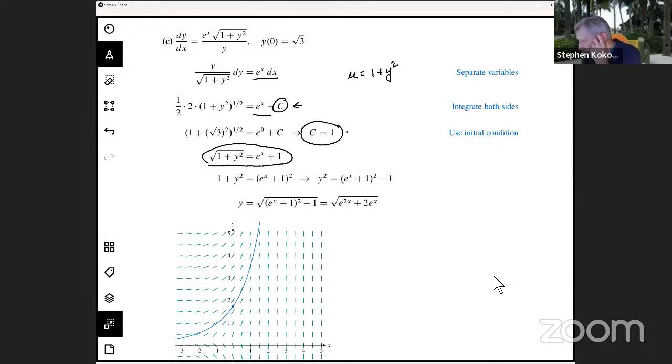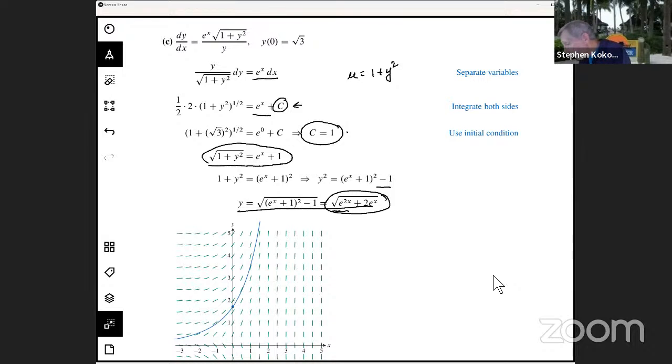Can I solve that? Can I isolate y? And by the way, sometimes you cannot. Here I think I can. I'm going to square both sides. I'm going to subtract 1 from both sides. And then I'm going to take the square root of both sides. Whoops, there's my expression for y.